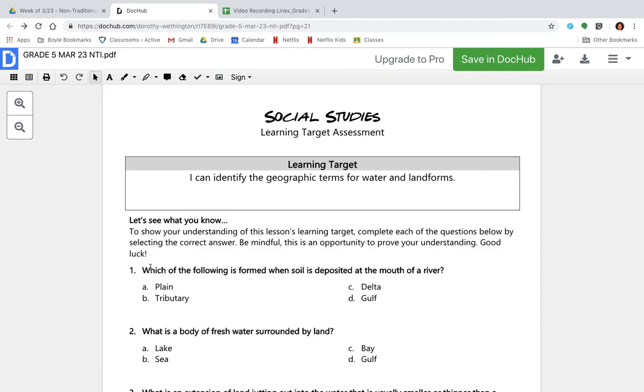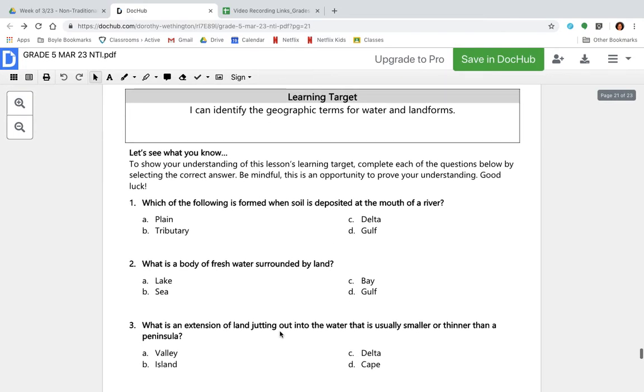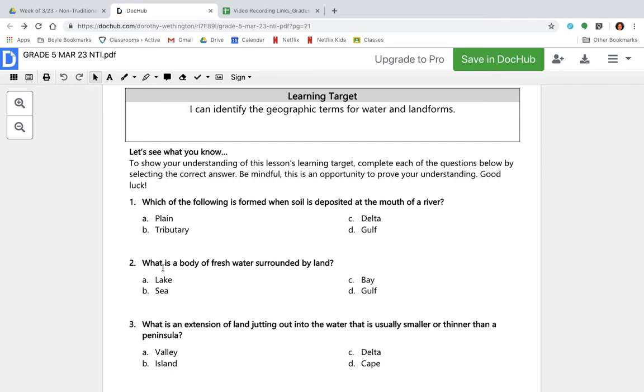Good luck. Number 1. Which of the following is formed when soil is deposited at the mouth of a river? A. Plain, B. Tributary, C. Delta, or D. Gulf? Number 2. What is a body of fresh water surrounded by land? A. Lake, B. Sea, C. Bay, or D. Gulf?